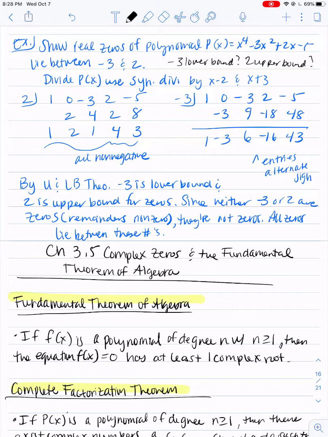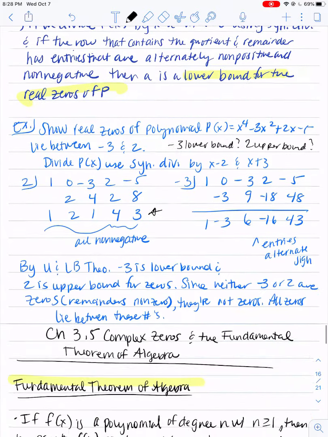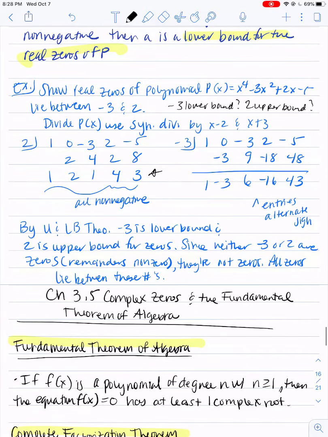So we do synthetic division, and we can see that when we divide by 2, they're all non-negative, which satisfies our condition for an upper bound. If we divide by negative 3, we get alternating signs. We have positive, negative, positive, negative, positive. So that means negative 3 is a lower bound. So by our theorem, negative 3 is a lower bound and 2 is an upper bound for zeros.